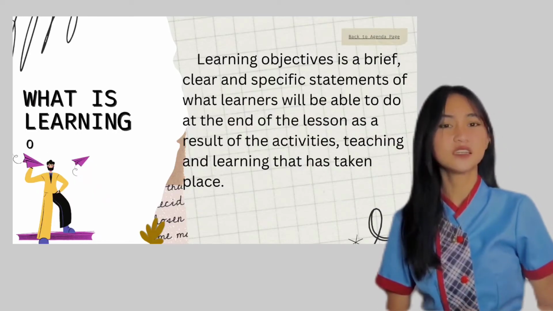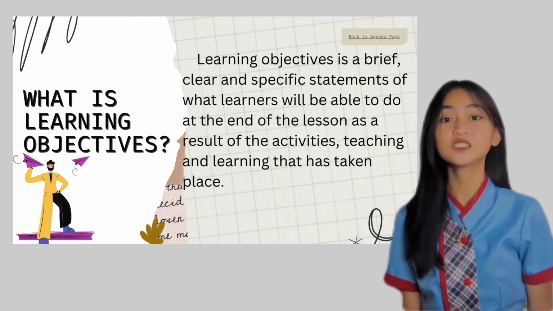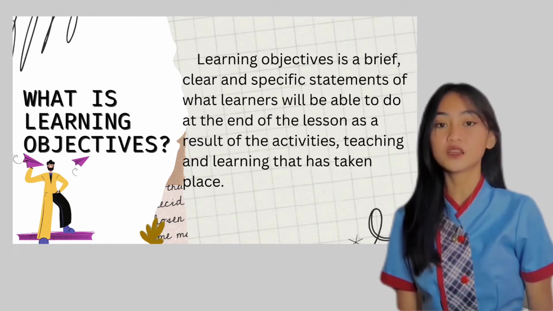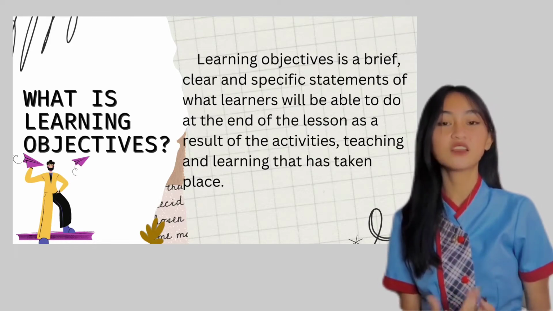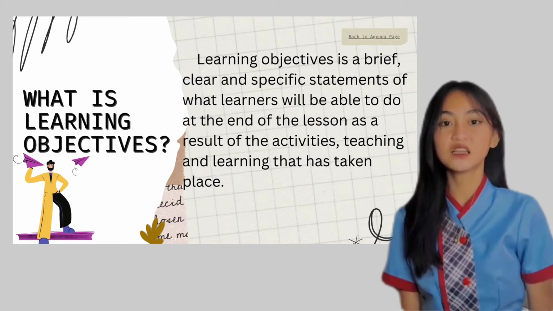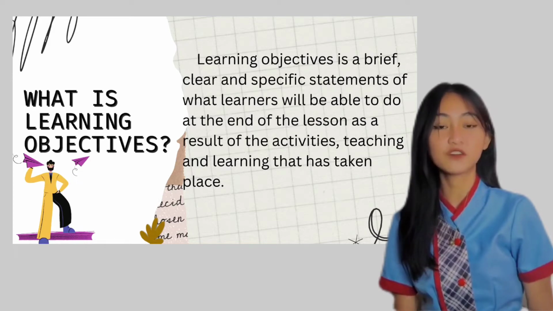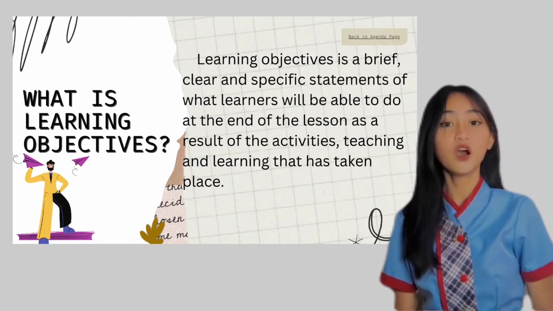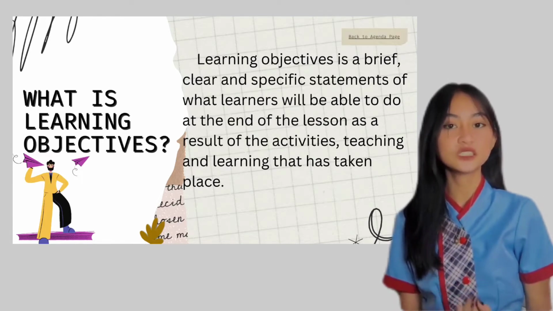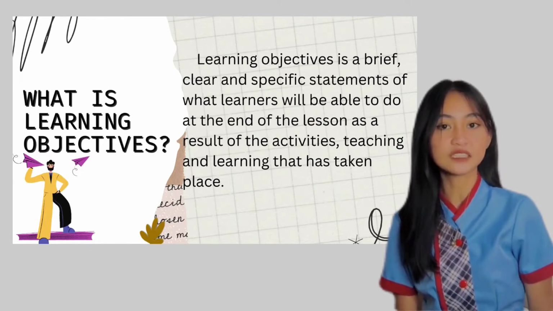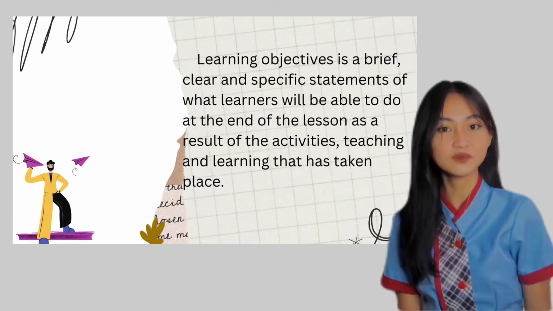So what is learning objectives? Learning objectives is a brief, clear, and specific statements of what the learners will be able to do at the end of the lesson as a result of the activities, teaching, and learning that has taken place. Learning outcomes are another term for learning objectives. We always come across these learning objectives whenever our teacher introduces us a new topic to discuss. They always show us the learning objectives or learning outcomes, right?